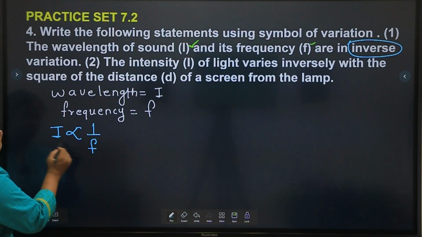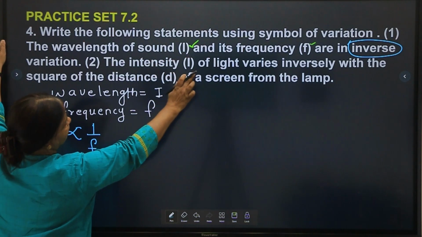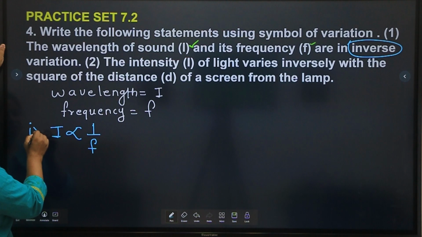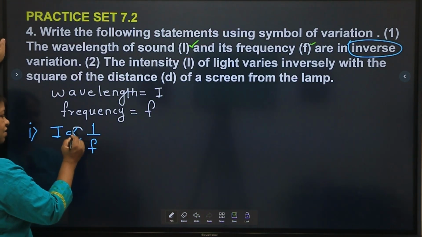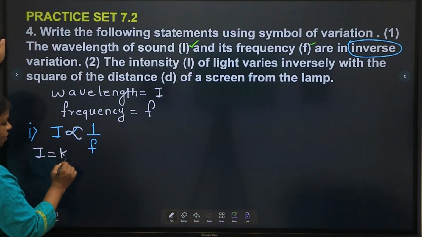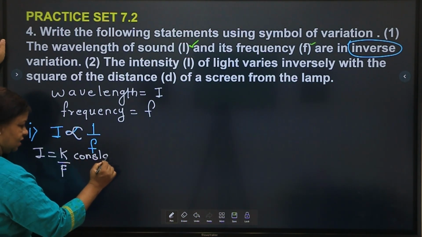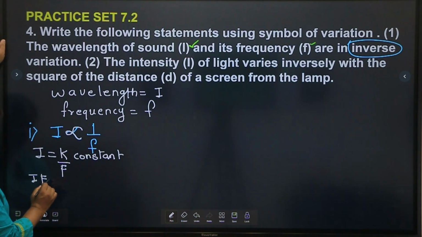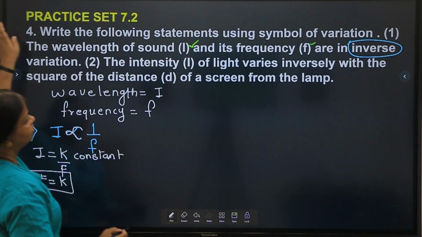Clear? So this is what they are asking you, just to write down the statement using the symbol of variation. This is the first one. But you know, just for your practice, whenever inverse variation is there, you can write L is equal to K upon F, where K is constant. Clear? And F will go here. L into F is equal to K. Fine.